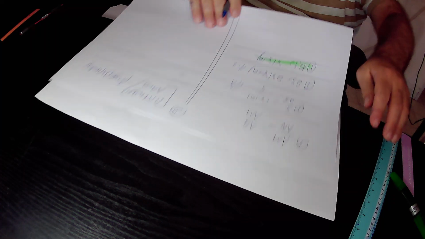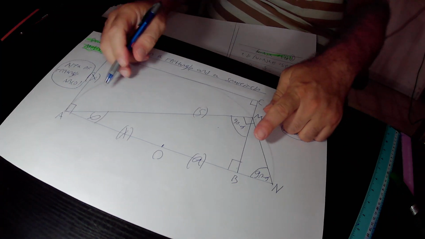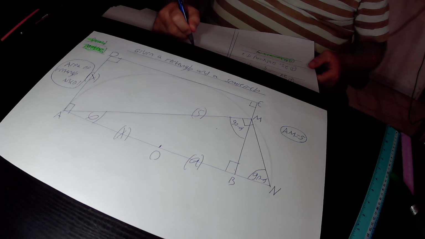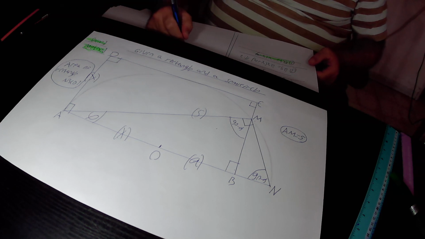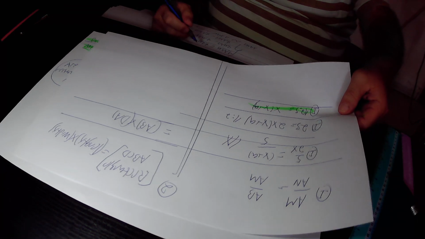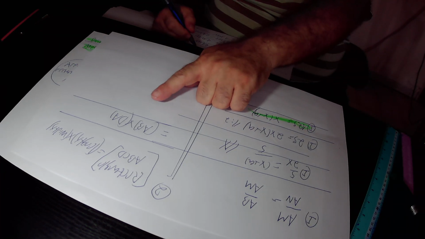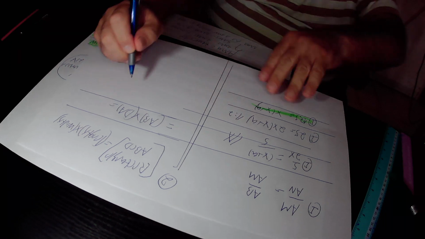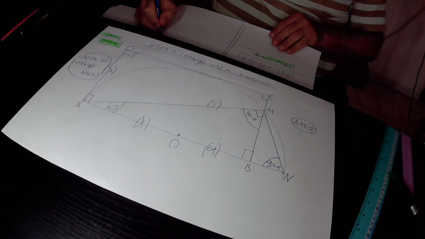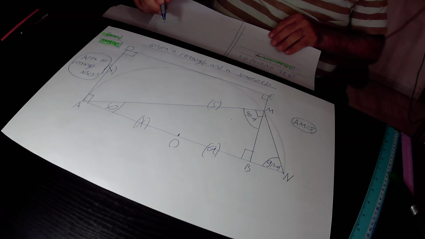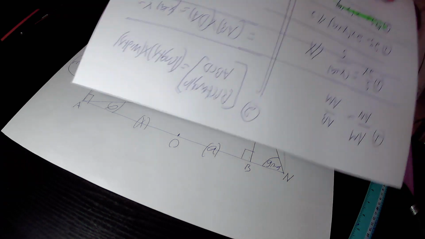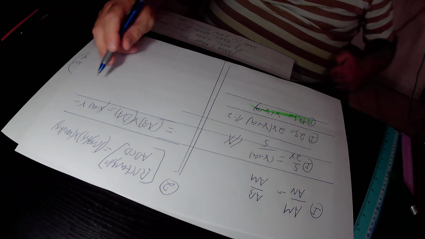The length of this rectangle ABCD is AB, and the width is DA. So in total, we find the area of rectangle ABCD equals AB times DA. AB in total is x plus A. DA is x. So we found that the area of rectangle ABCD equals x plus A times x.